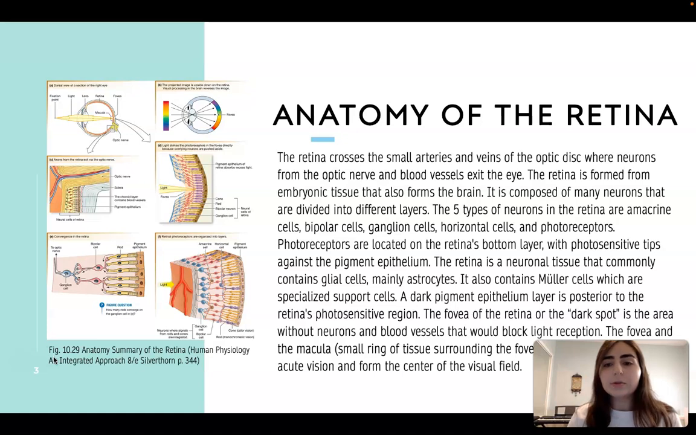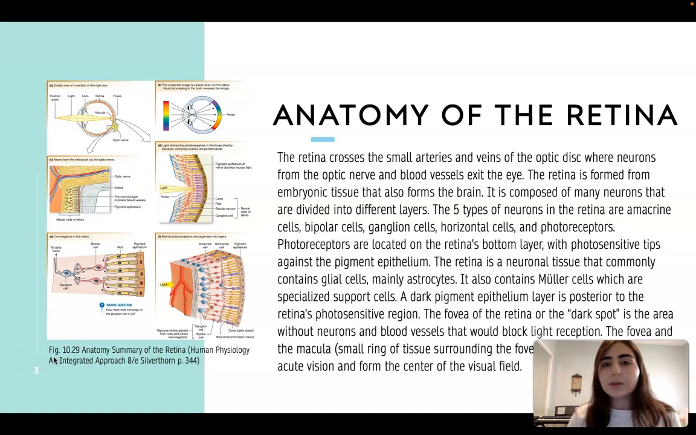The 5 types of neurons in the retina are amacrine cells, bipolar cells, ganglion cells, horizontal cells, and, of course, the photoreceptors. These photoreceptors are located on the retina's bottom layer with photosensitive tips against the pigment epithelium. The retina is a neuronal tissue that usually contains glial cells, which are mainly astrocytes. It also contains Mueller cells, which are specialized support cells.